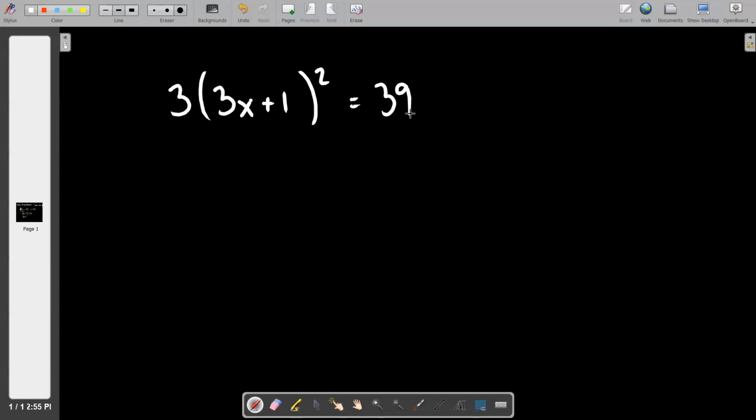So notice this time there isn't a number that I have to move. There's just a number 3 that I have to divide away, right? If there were a mover number, it would be separated by like a plus or a minus. So all I'm going to do here is divide by 3. And that's the point where we have the power by itself. So now we have 3x plus 1, that quantity squared, equals 13.